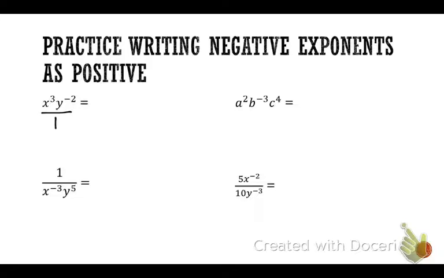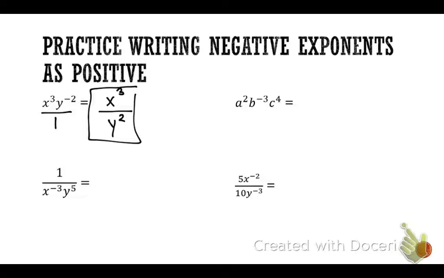need to move the x. The x can stay right where it is. In fact, if you move it to the bottom, you're actually making the exponent negative if you do that. Okay, so we need to leave the x where it is. But the y needs to move to the bottom to make it positive. So this would be my answer. X to the 3rd over y to the 2nd.